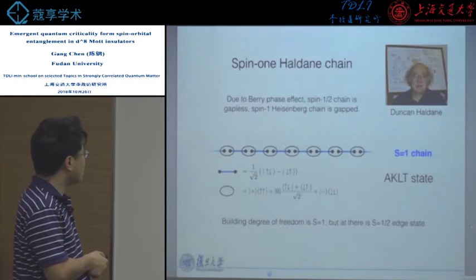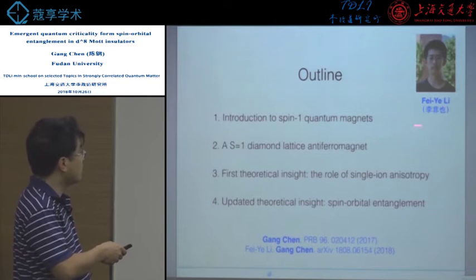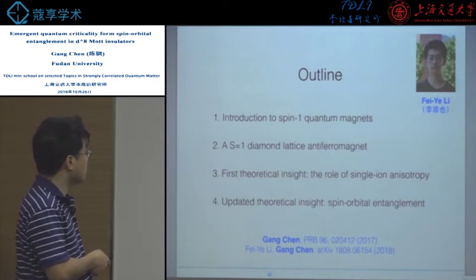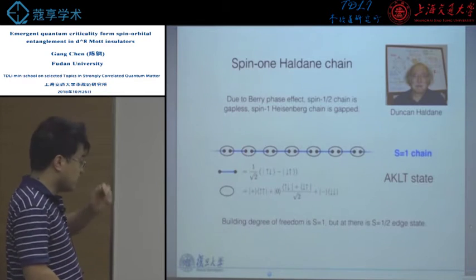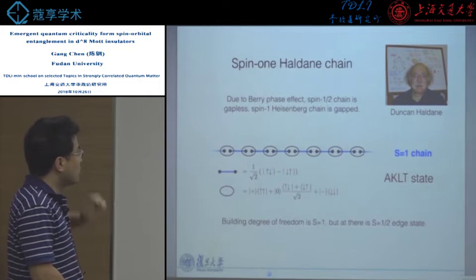So this work, first I wrote a paper by myself, then had a collaboration with Dr. Fei Li, who is sitting in the audience somewhere. It's a preprint here. So let me start from these spin-1 magnets.